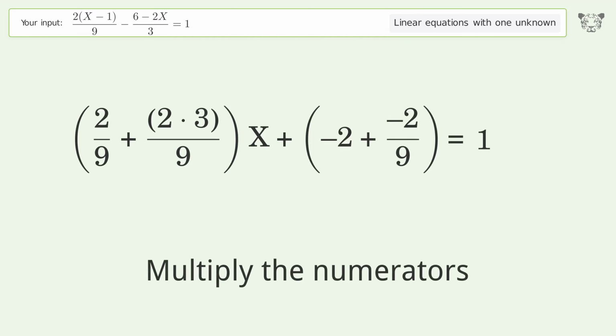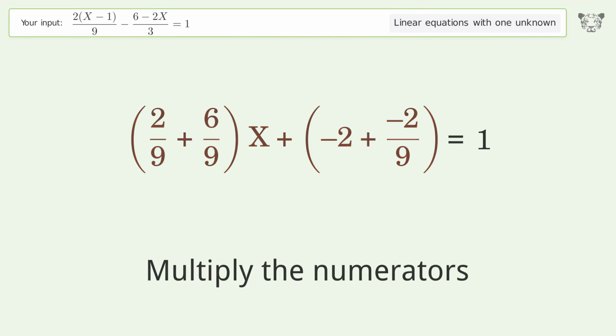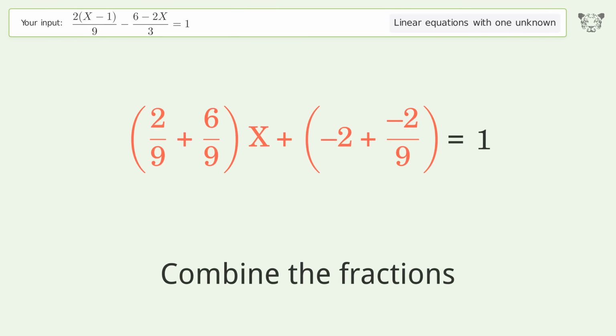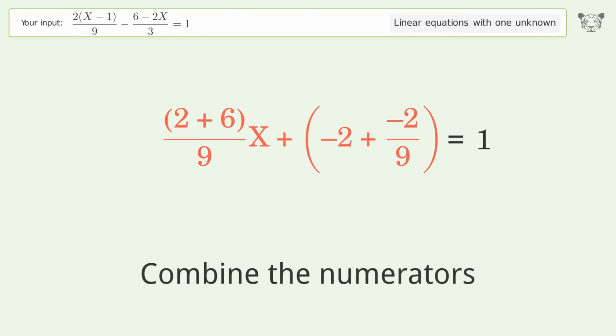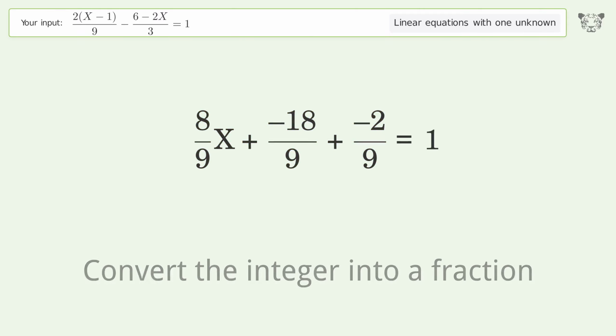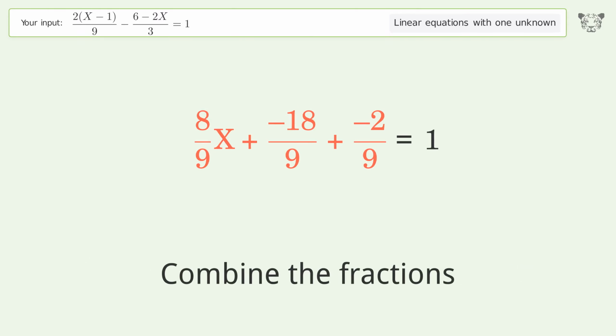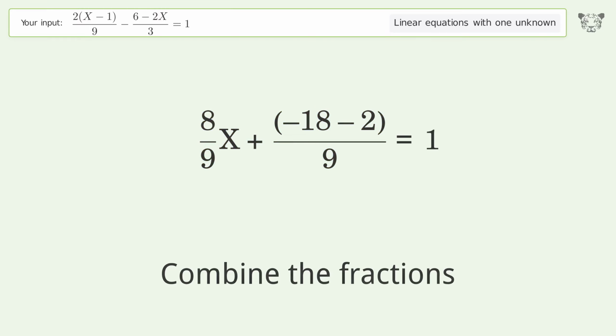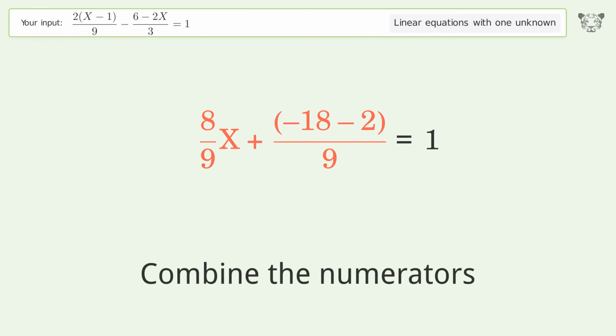Multiply the numerators. Combine the fractions. Combine the numerators. Convert the integer into a fraction. Combine the fractions. Combine the numerators.